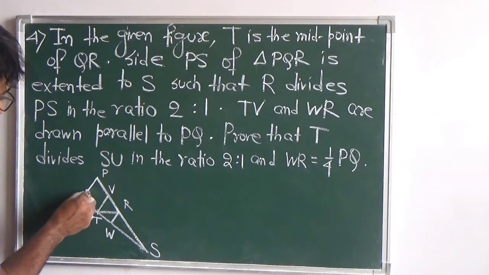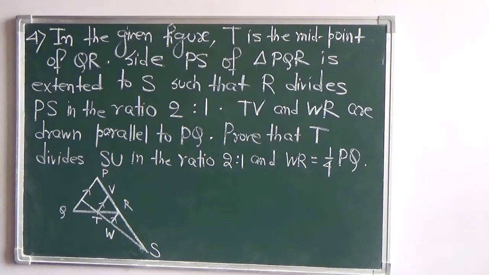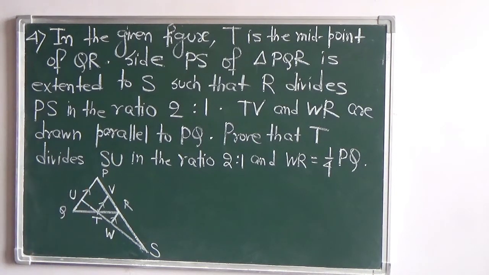That means these three lines are parallel. This one and this one are parallel to each other according to the question. We have to prove that T divides SU in the ratio 2:1. Where is U? This is U. And that WR equals 1/4 PQ. So how to proceed with this?